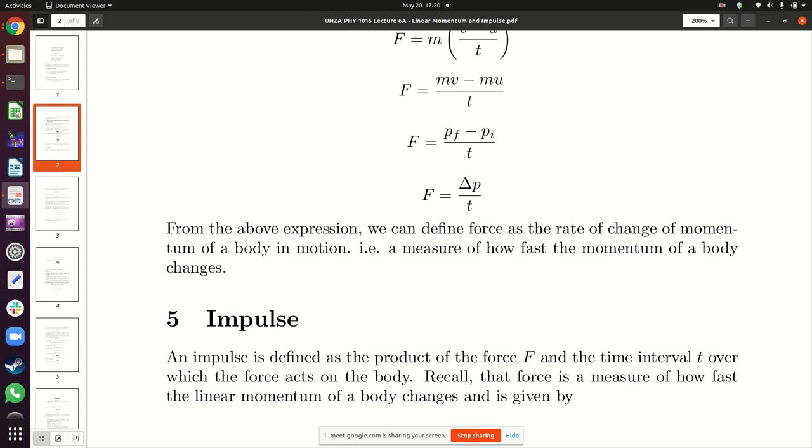Okay. Next up, we look at something called impulse. Now, impulse is defined as the product of the force, which is a resultant force, and the time over which this force is acting on an object. So, this force F, which you have here in Newton's second law of motion, is not always there. Sometimes the resultant force is there, sometimes it's not there.